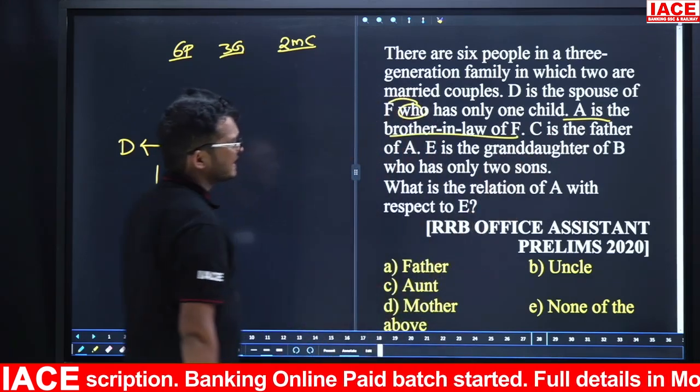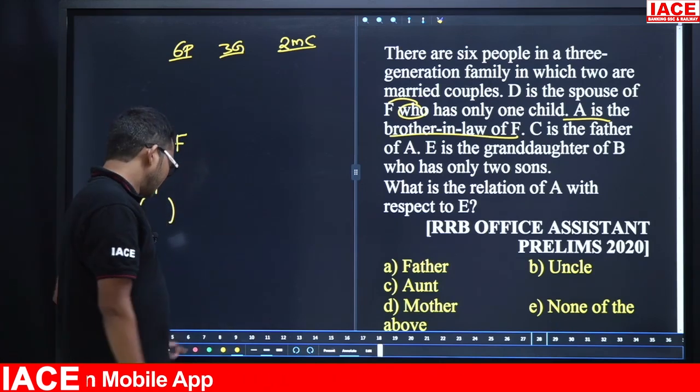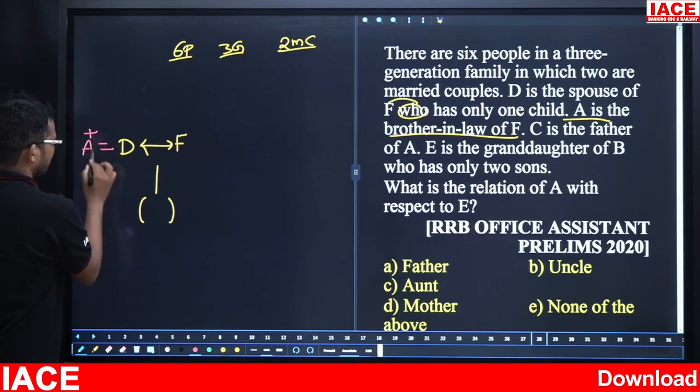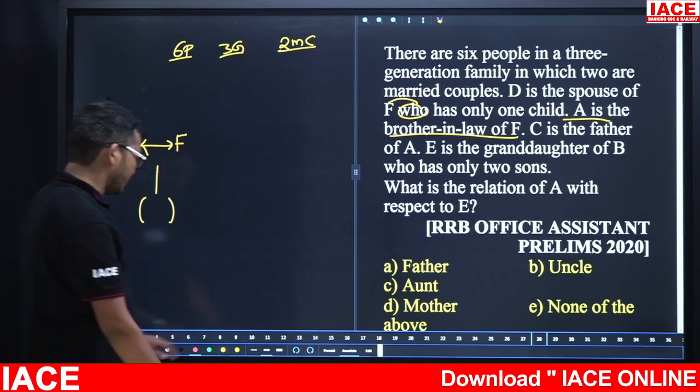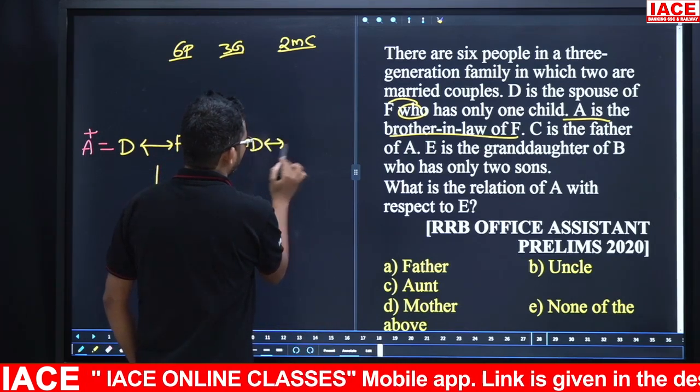Friends, here brother-in-law means we are having 2 possibilities. One is spouse's brother, otherwise sister's husband. Take one possibility, spouse's brother: A is the brother-in-law of F. The other possibility is sister's husband. Now take D and F. These two are the couple.